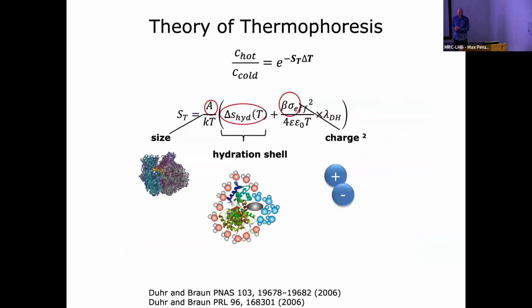I think it was during his PhD. As a physicist, he worked out how this process worked. So really, you're getting a concentration difference between the hot and the cold, and this depends upon this constant here and the change in temperature. And then he found that what really mattered was the size, the hydration shell around the protein, and then the charge.